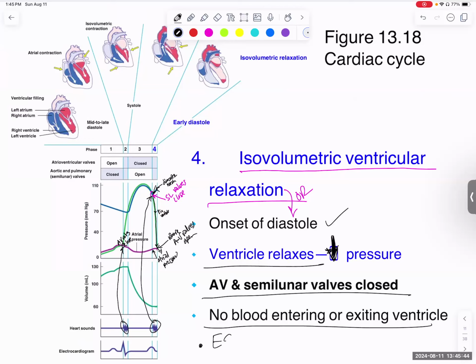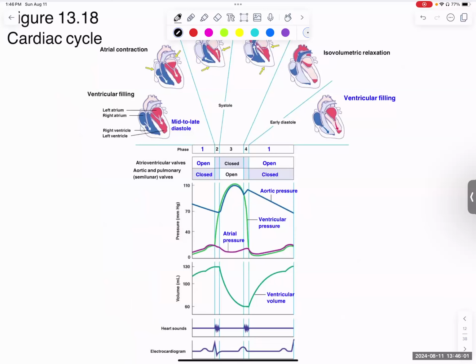And you have your end systolic volume at that point, which is going to be the volume here. This right here is your end diastolic volume. So putting it all together, this is showing you the phases.